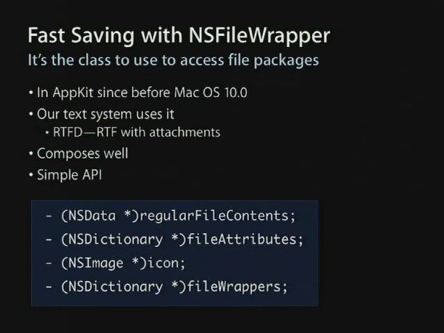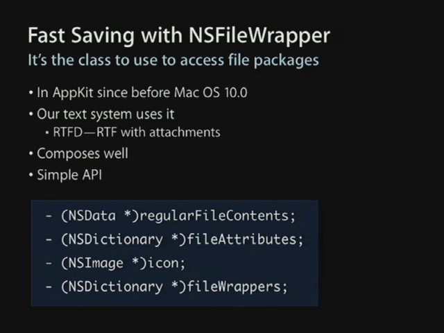So then it also has a pretty simple API. It's good for accessing file packages as well as just flat files. Because there's always a hierarchy of these things, at some point there's going to be leaves and they're going to be flat files. And to get the data out of one of them, you just invoke regularFileContents. And you can also get the file attributes for a file out of it. And that returns a dictionary of the same sort that NSFileManager returns in its APIs that deal in file attributes.